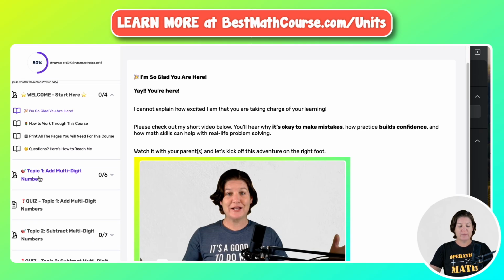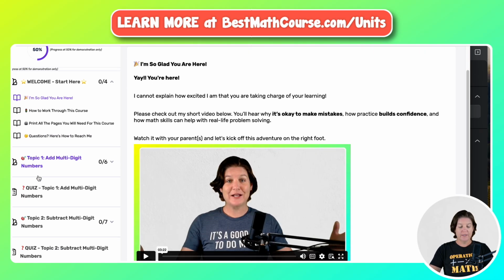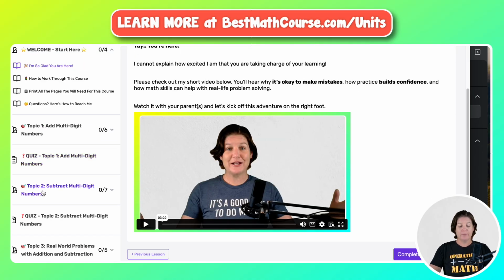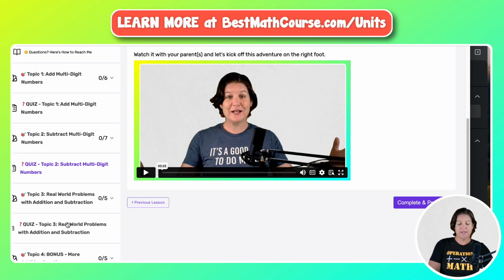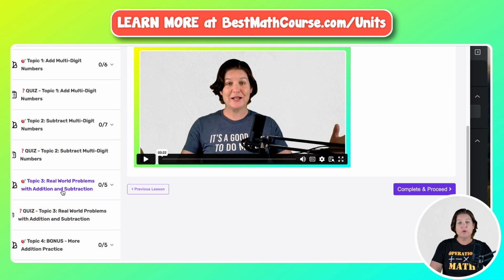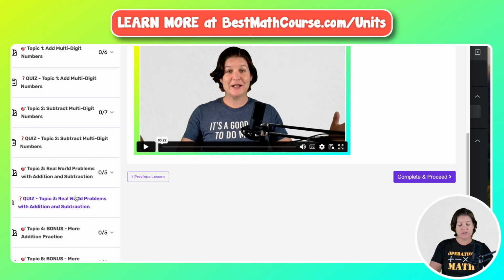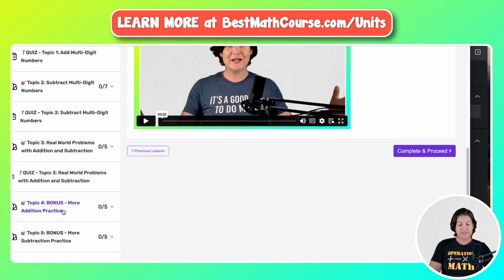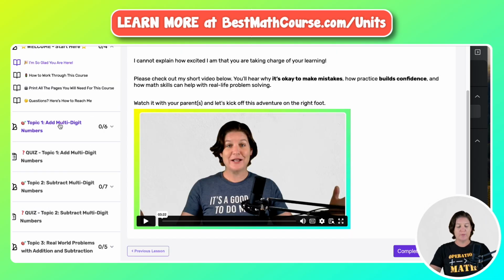And then you'll notice right away we go into our first topic, adding multi-digit numbers. Then we've got a quiz, followed by topic 2, subtract multi-digit numbers, followed by a quiz. And then topic 3 is real world problems with addition and subtraction, followed by a quiz. You'll see 3 more bonus topics here, one for more addition practice, one for subtraction practice, and one for adding and subtracting, maybe where we're putting them together using inverse operations. All right, so let's go ahead and open up topic 1.